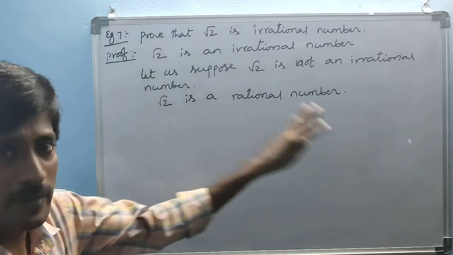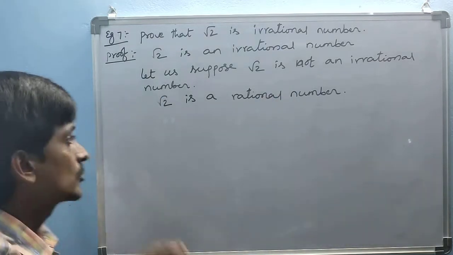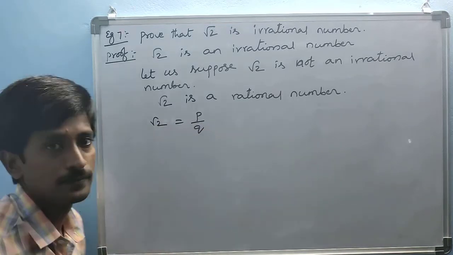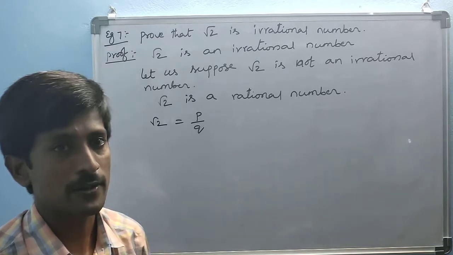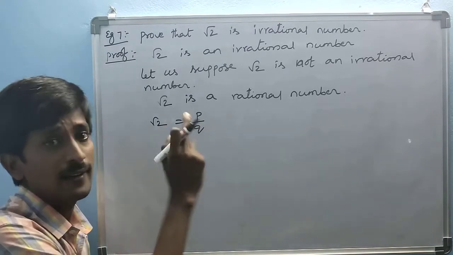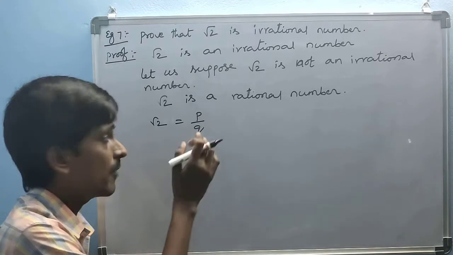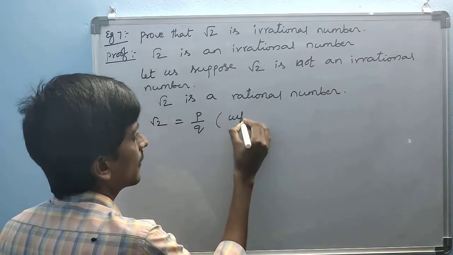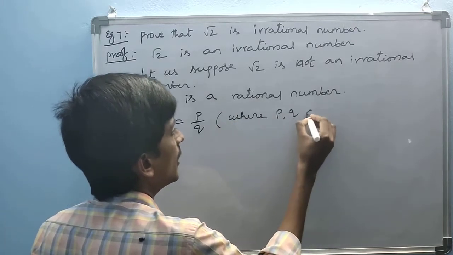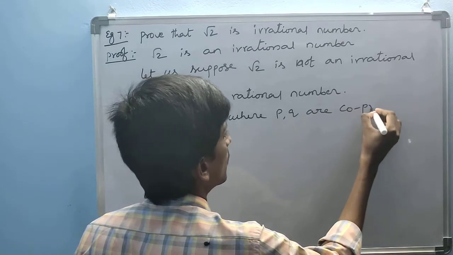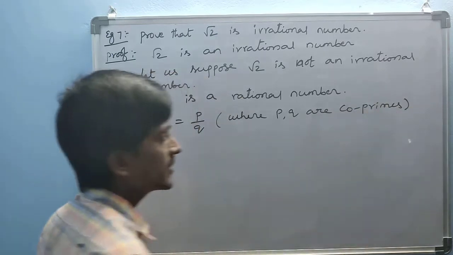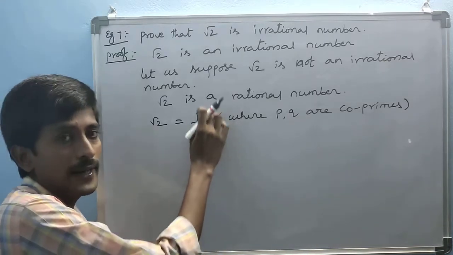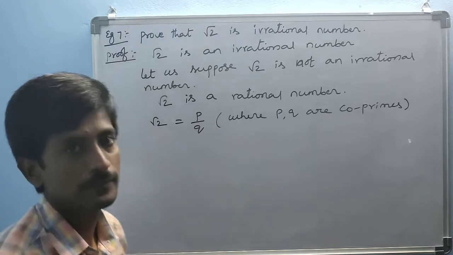If a number is a rational number, which form is there? So root 2 equals p by q, because root 2 is a rational number. A rational number is in the form of p by q, where p, q are co-primes. What is the meaning of co-primes? There is no common factor to both p and q. It is the simplest form. Okay.